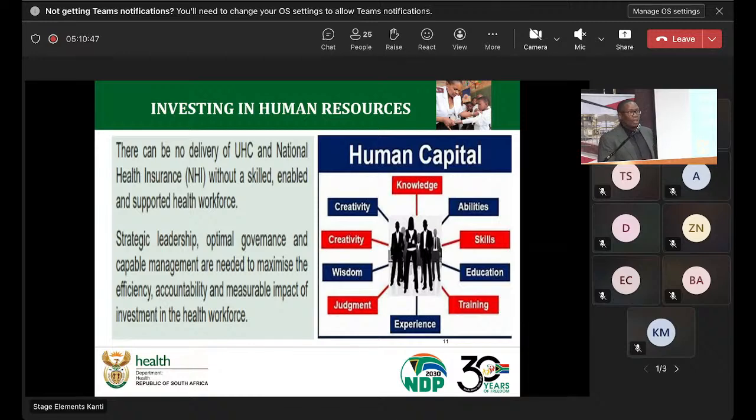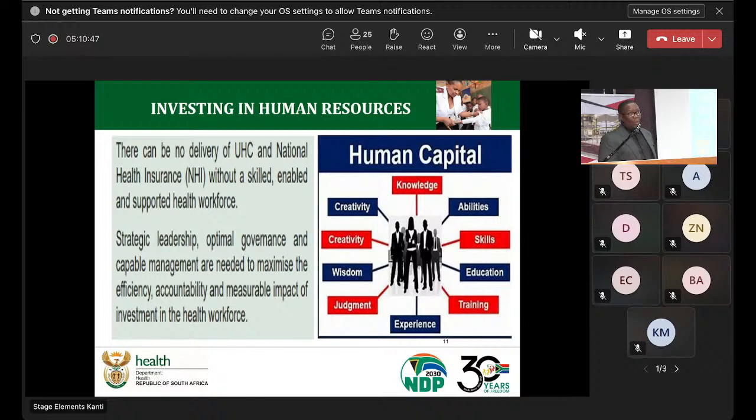And our issue is that we are saying, we are this capital, and people must start taking us seriously. Because whether there is money or not, there's a lot of capital we are bringing. We are bringing knowledge, we are bringing creativity, we are bringing abilities, skills, education. So we are the capital that all the sectors need in terms of surviving, striving, and improving.